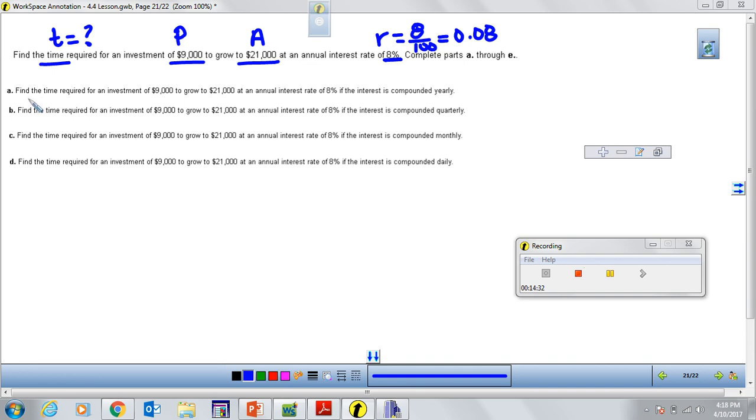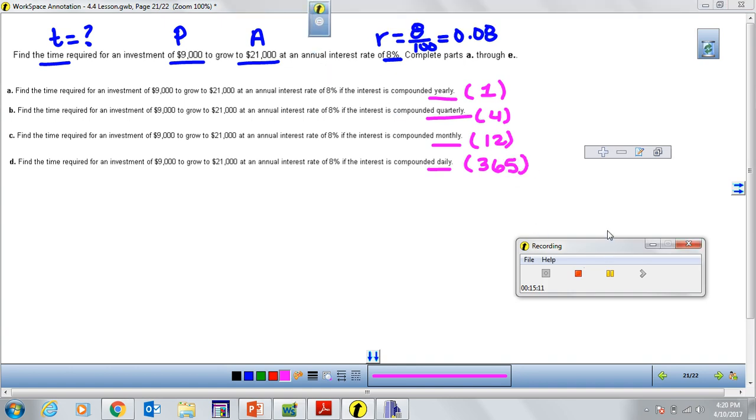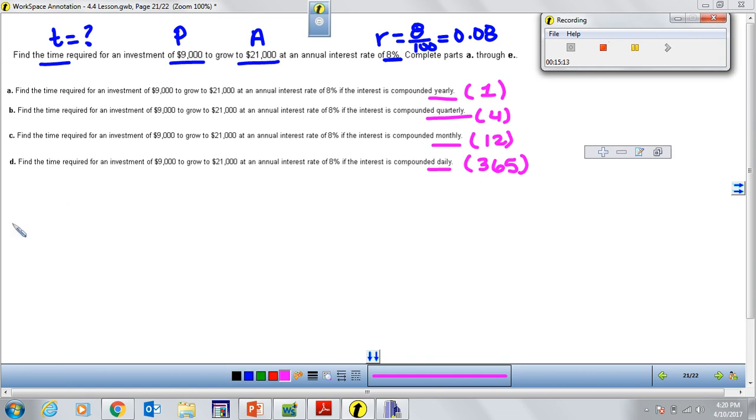All of these ones are the same. What changes is this word over here at the end. Yearly, how many times in the year? 1. Quarterly, how many times in the year? 4. Monthly, how many 12s are there in a year? 12. And daily, there are 365 days in a year. So 365 times. So let me do letter B, okay? Because all of the rest are the same. It's just that's the word that changes.